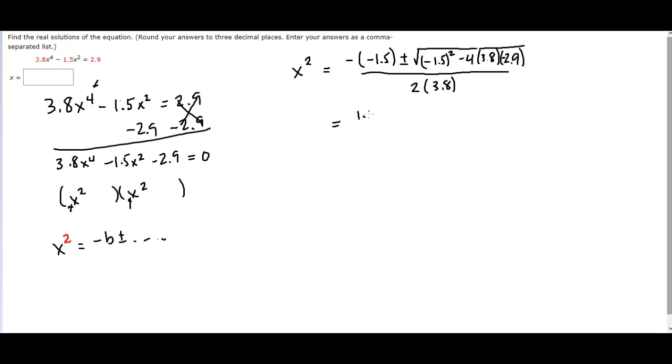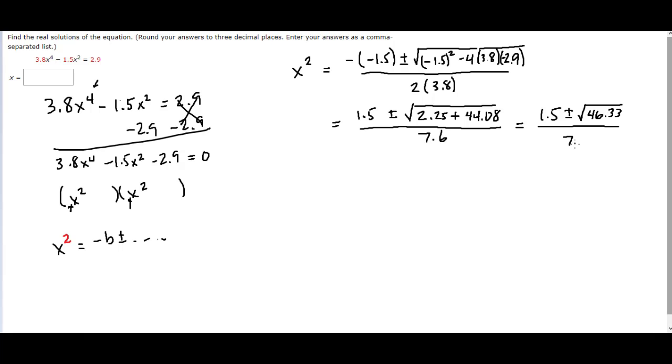Double negative of 1.5 is positive 1.5 plus or minus the square root of 2.25. And now here I have two negatives, negative 4 and this negative 2.9. Two negatives become positive. And now the product of these three numbers is 44.08. And then I divide all of that by 7.6. All right, let's find out what 2.25 plus 44.08 is. 1.5 plus or minus the square root of 46.33, and we're going to divide that by 7.6.